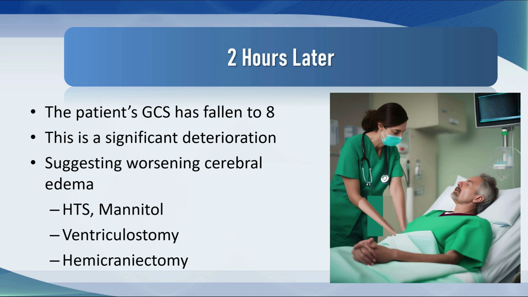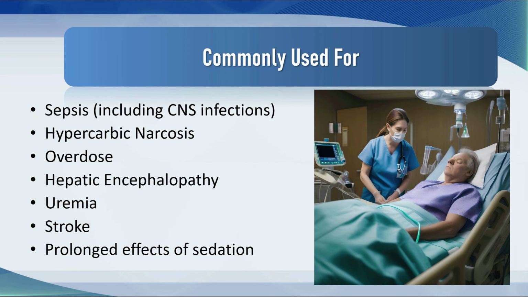So it's a really useful tool for neurosurgeons evaluating how sick a patient is when they get a phone call, particularly from a peripheral hospital or indeed from their own emergency room or neurosurgical ICU. But of course, the GCS score is used all over the place. It's used for all kinds of comas. For example, sepsis, including CNS infections, hypercarbic narcosis, overdoses, hepatic encephalopathy, uremia, stroke, or the prolonged effects of sedation long after the sedatives have gone.